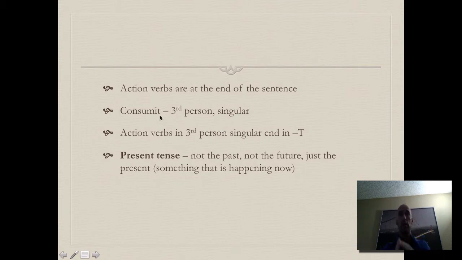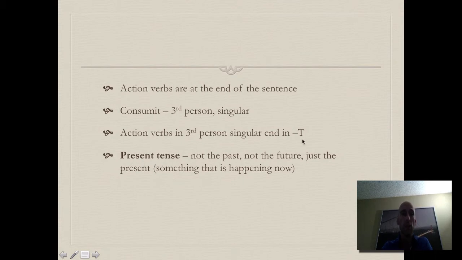So the first person singular is I, if I wanted to say I eat. Second person singular would be you eat. And the third person singular would either be he, she, or it eats, or a person by name eats, like Sophia eats, or Jasmine eats, or Kit eats, something like that. And then lastly, we know that all the verbs that we've learned so far are not in the past tense, not in the future tense, but they are in the present tense.